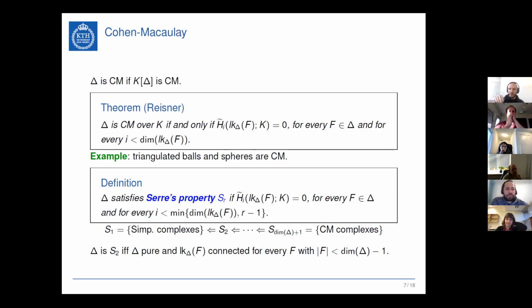Okay, so essentially we are saying, take your face, look at the link. If the dimension is large enough, this threshold is probably going to play a role. So you're going to have some freedom in homology in the top degrees. If the dimension of the link is so small that you stay below the threshold, then you still need to satisfy that only top homology cannot vanish.